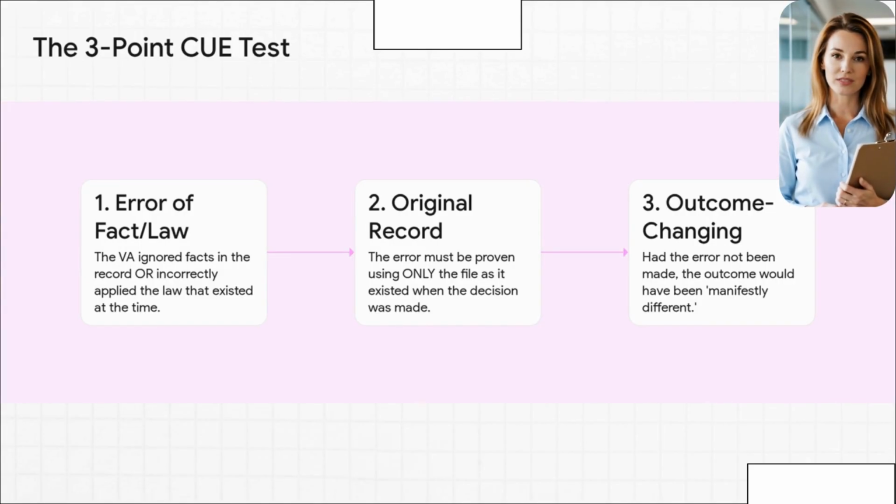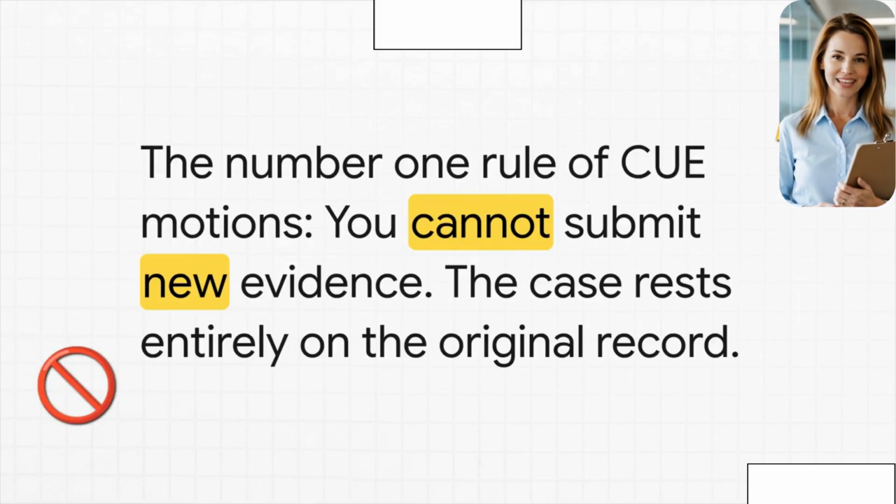And let me just say that second point again, because it is the absolute golden rule of CUE motions. I cannot stress this enough. You cannot submit new evidence. Not a single new doctor's report, no new statements from your buddies, nothing. You are locked into the file exactly as it was on the day that old decision was made. Your entire argument has to live or die on that original record.